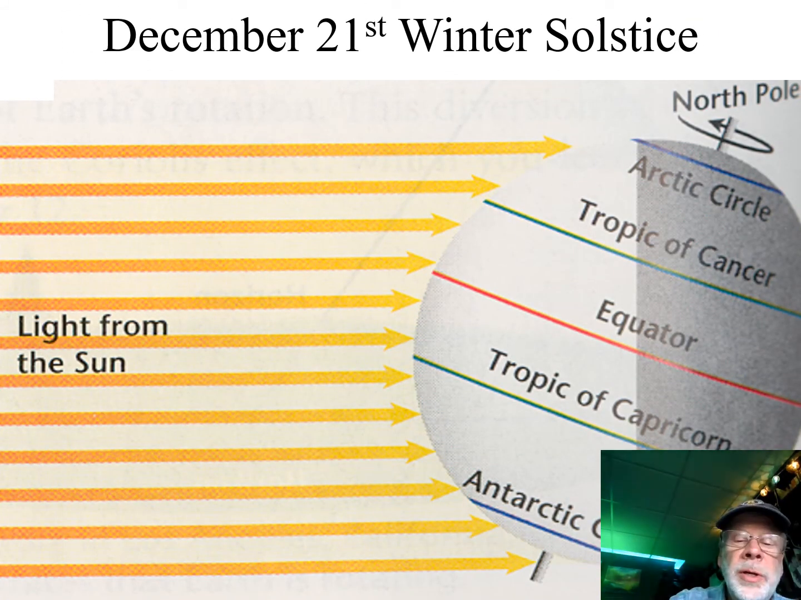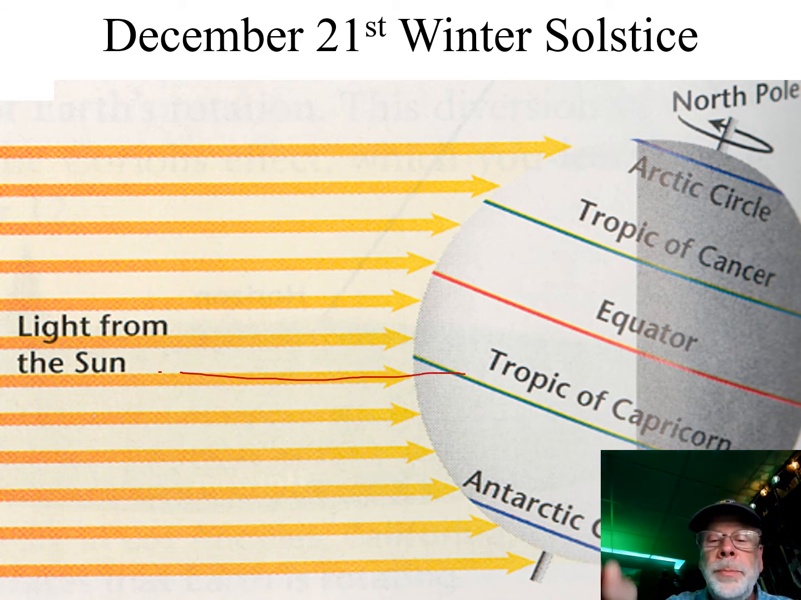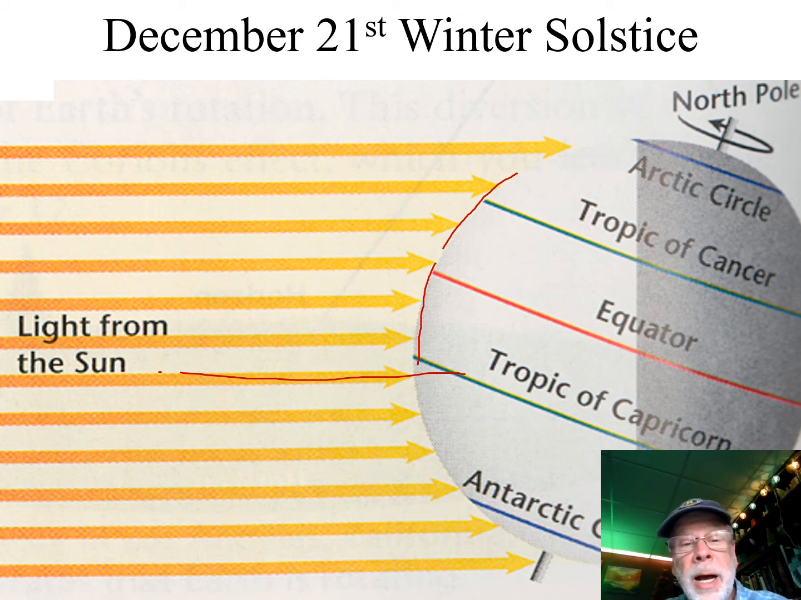December 21st, look where the sun is directly overhead. Now it's Tropic of Capricorn. Now think about where New York State is compared to that. We're a long way from the Tropic of Capricorn. That means the sun is all of that distance away from being directly overhead in the sky. So that explains why the sun is very low in the sky on December 21st, the winter solstice.